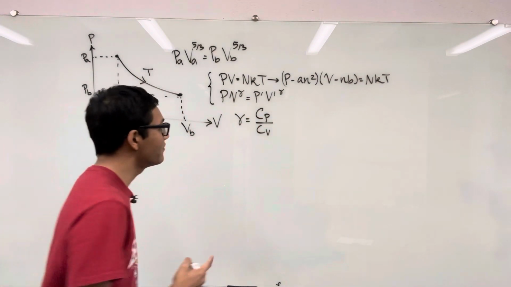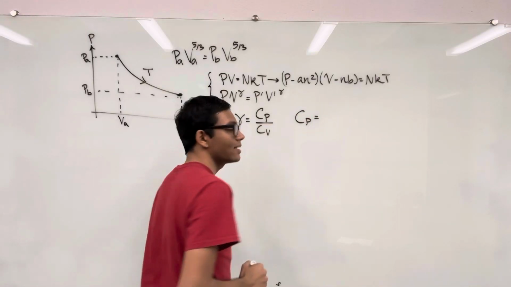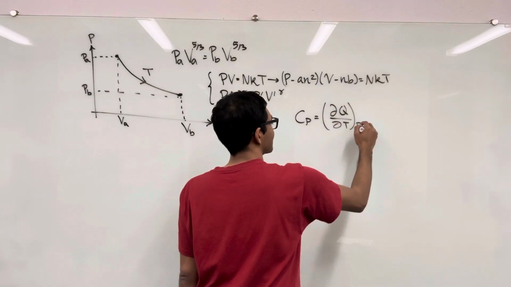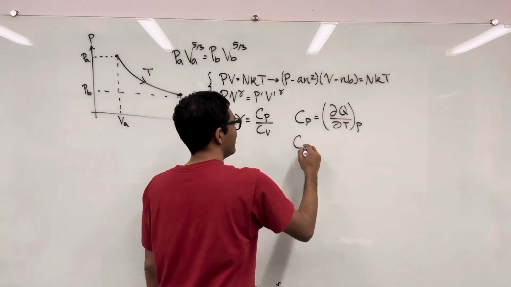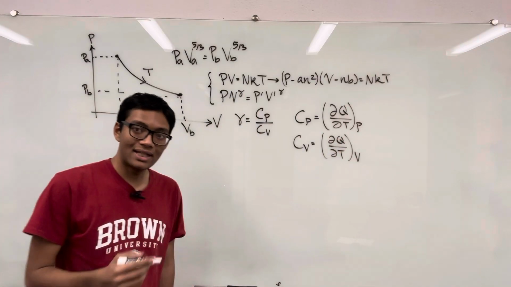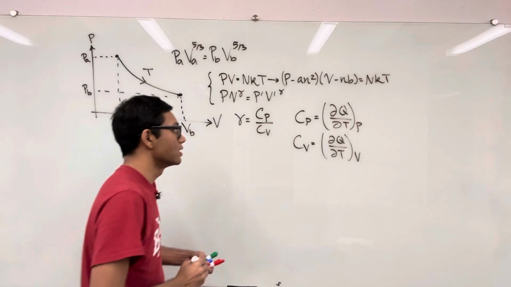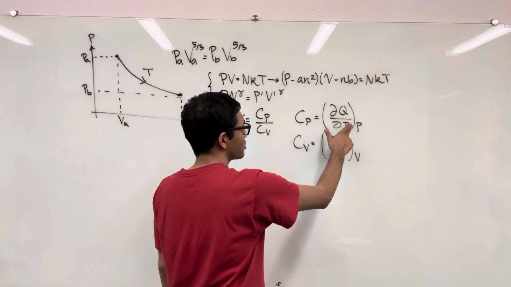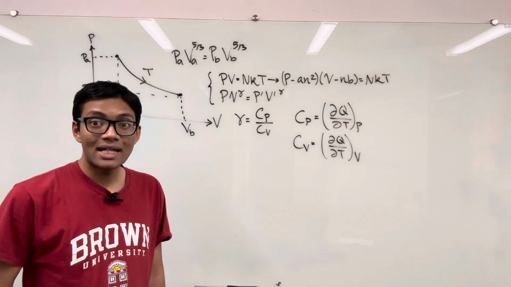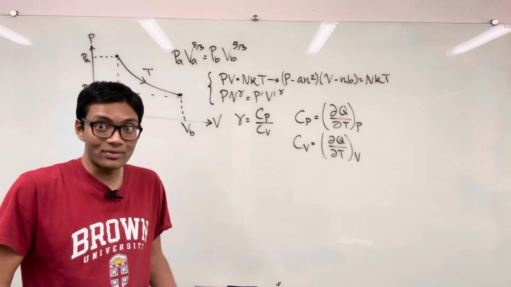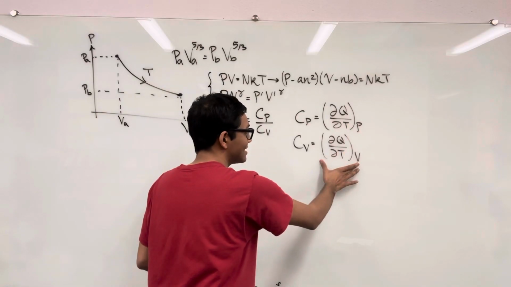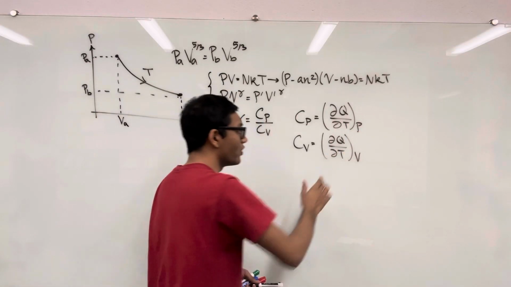What is Cp? What is Cv? Cp is the heat capacity at constant pressure. It's partial Q, partial T at constant pressure. Likewise, Cv is partial Q, partial T at constant volume, the heat capacity at constant volume. So, heat capacity at constant pressure simply measures how much your system's temperature changes if you add a little bit of heat. In other words, how sensitive is your system to a little bit of heat at constant pressure? That's the exact same idea for Cv, but at constant volume.